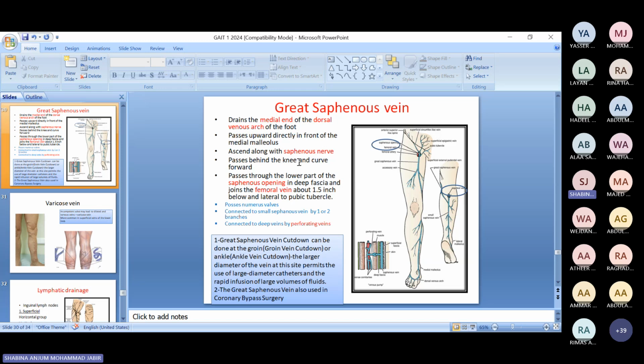Okay, now what about the great? Obviously, it is great, so it is going to have a big course. So it will start from the medial end of the dorsal venous arch. It will pass directly upward, where it is in front of the medial malleolus. See the difference. The small is going behind the lateral malleolus, but the great is coming in front of the medial malleolus. And it is also accompanied by a nerve which is called the saphenous nerve. Then in between, you can see a small course which is going behind the knee joint. Okay, and then finally it is coming in front, getting a curve and coming in front.